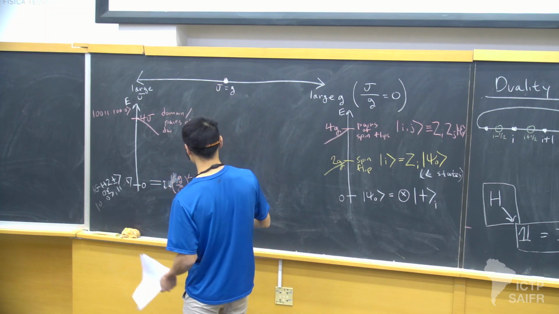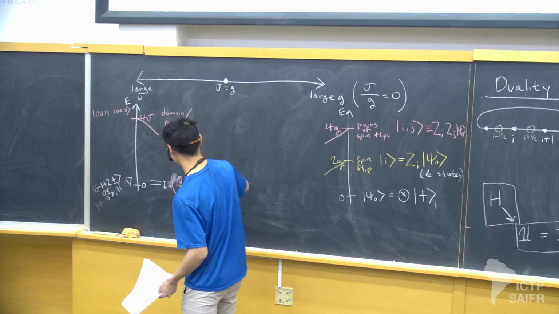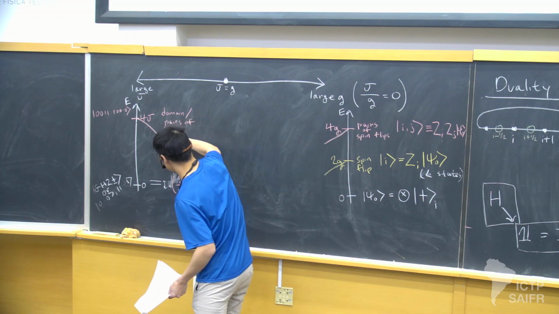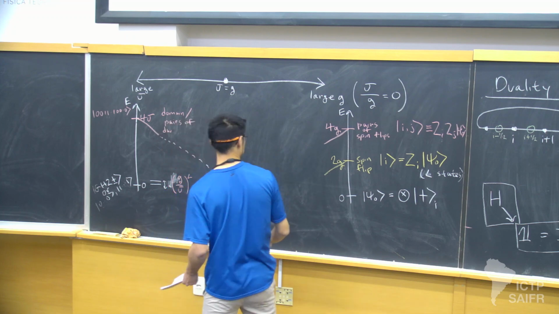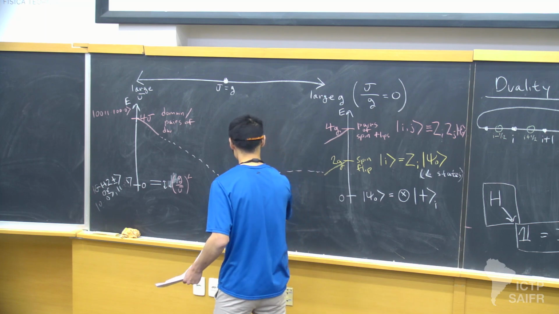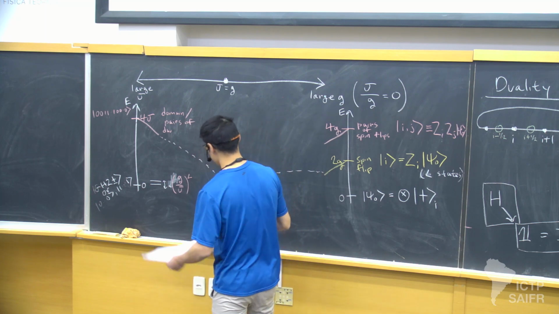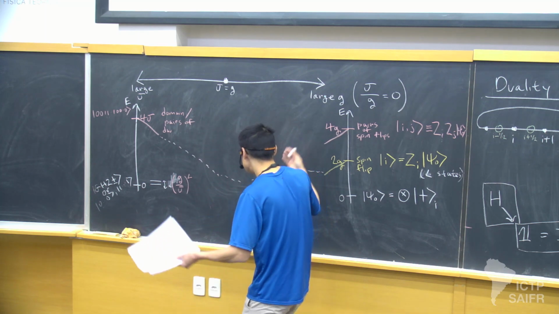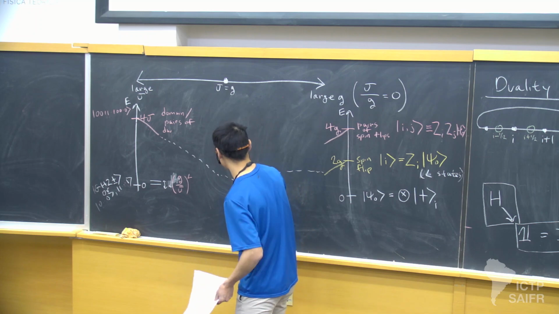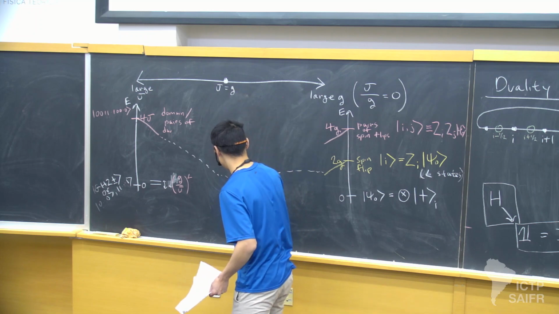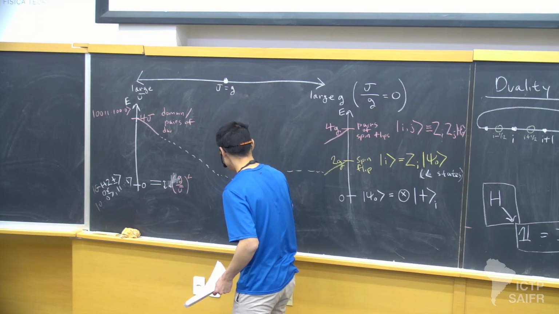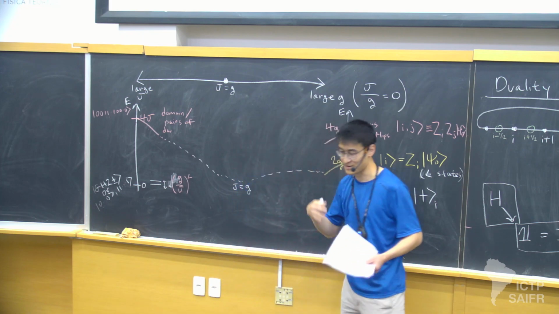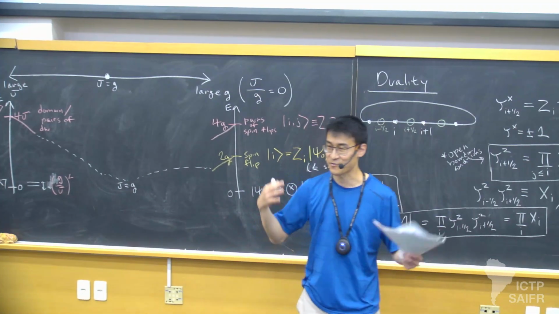So indeed, if we extrapolate, we might see these excitations come all the way down here. These come down all the way here, and the energy gap might close right at J equals J. So something drastic will happen.